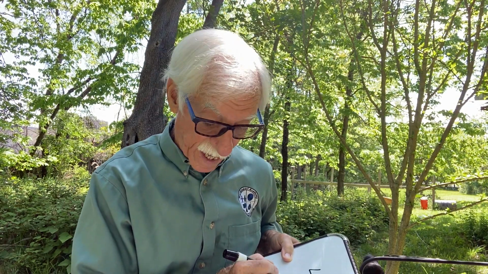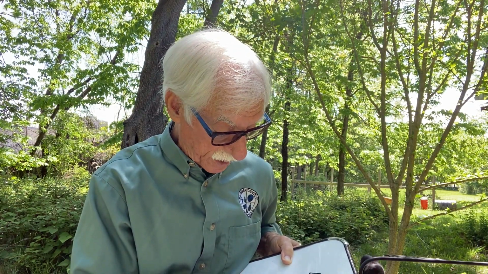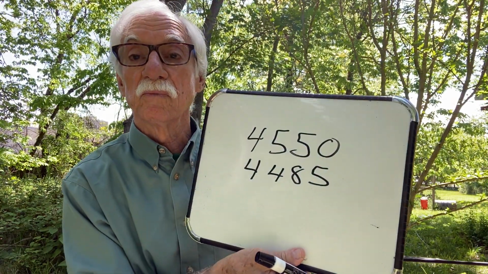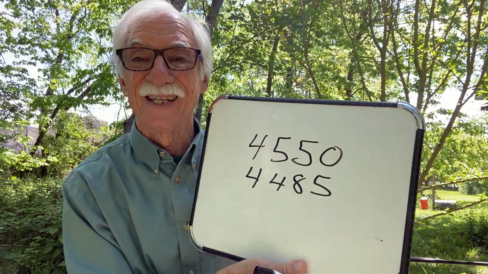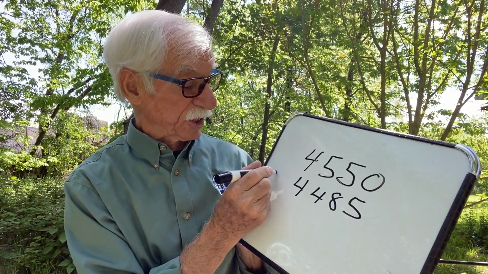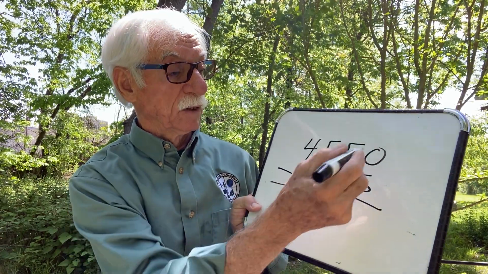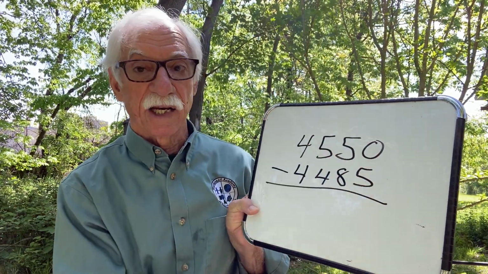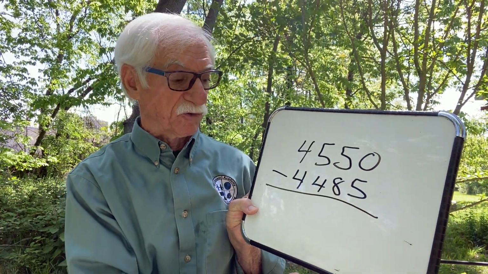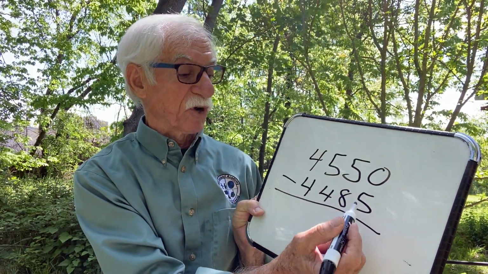4,550 is what she thought they did. What they actually did was 4,485. So, we've got two numbers. We need to know the difference between those two numbers, and that means it's what? Subtraction. That's correct. We have our place values lined up on our page of paper. I hope you've done that every time. It's really important. And let's do our subtraction.